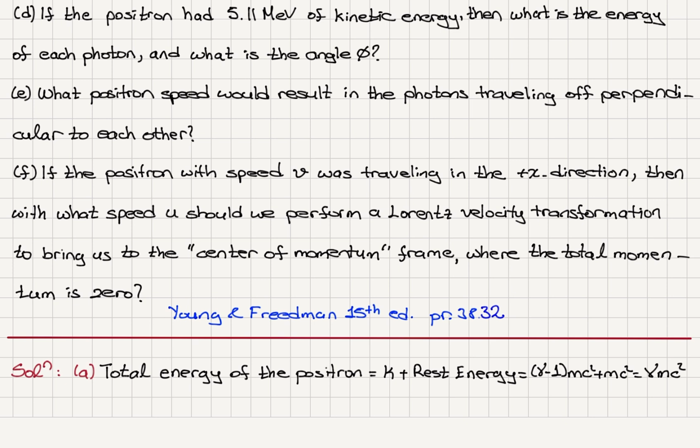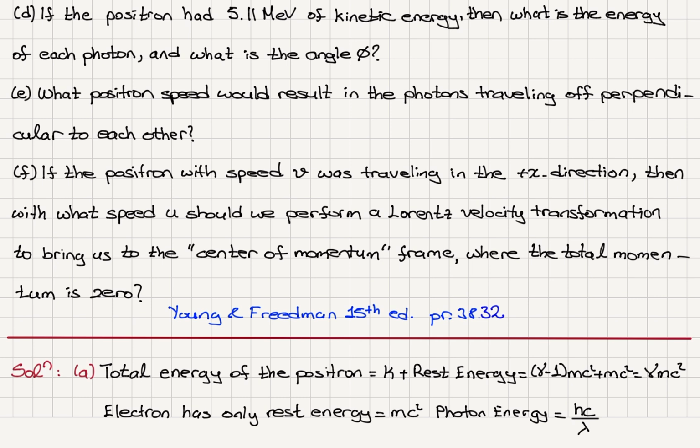Now, electron has only rest energy, which is equal to mc square because the electron wasn't moving to start with, and the produced photons will have energy. Photon energy will be hc divided by lambda, the wavelength. Planck's constant times the speed of light divided by the wavelength.